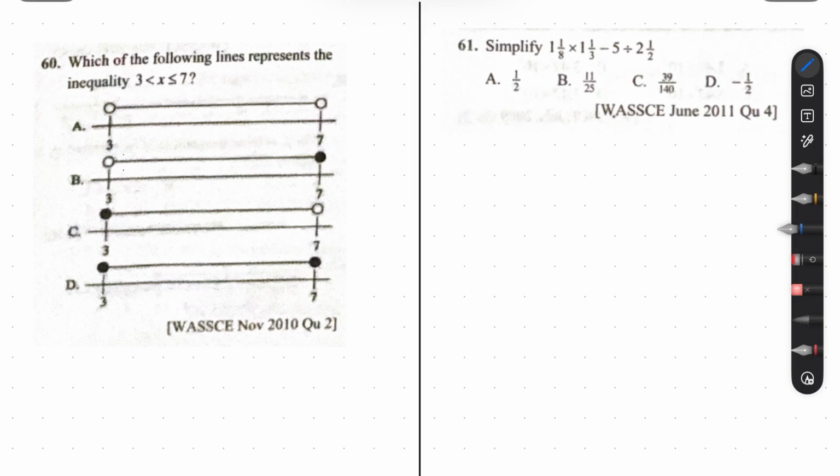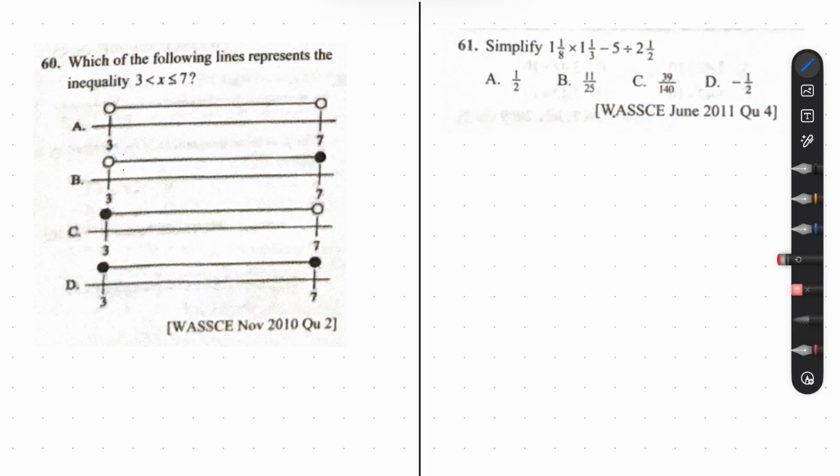Okay, now the question says, which of the following lines represent the inequality in this? Now when you look at this inequality, the sign here is less than, and the sign here is what? Less than or equal to. Okay, so now when you have less than without the equal to, it means it is non-inclusive. And we know that non-inclusive is represented by a circle which is what? Non-shaded. But then inclusive is a circle that is what? Shaded. Okay? A circle that is shaded.